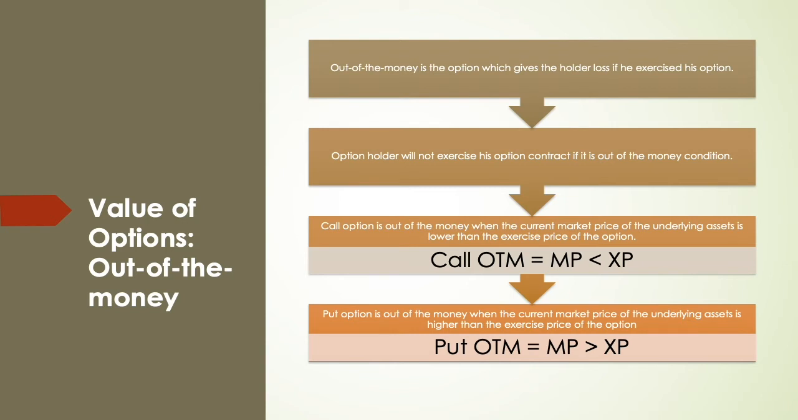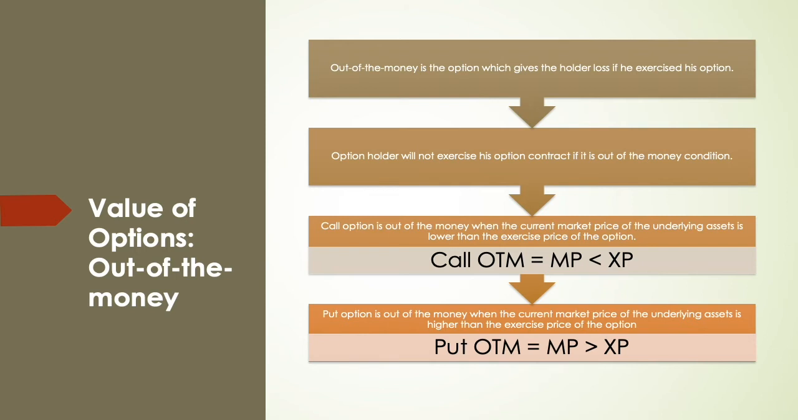The second type of option value is out of the money. Out of the money is the option which gives the holder loss if he exercises his option contract. The option holder will not exercise his option contract if it is out of the money. So a call option is out of the money when the current market price of the underlying asset is lower than the exercise price of the option. So call out of the money is when market price is less than exercise price.